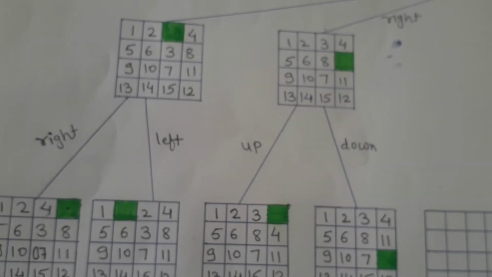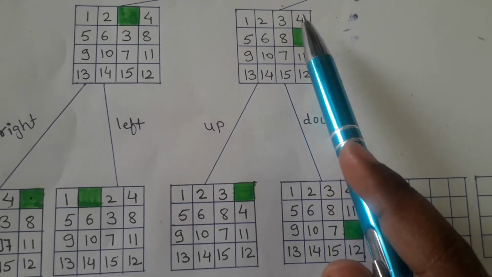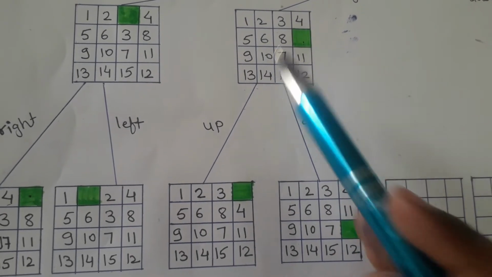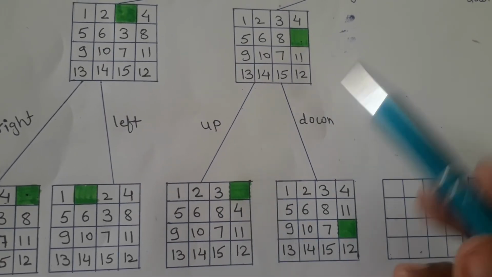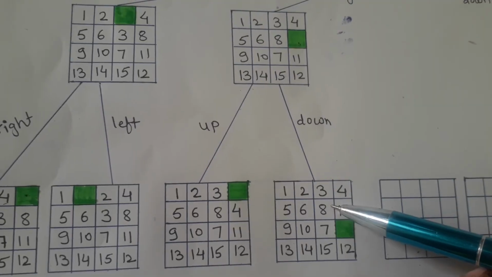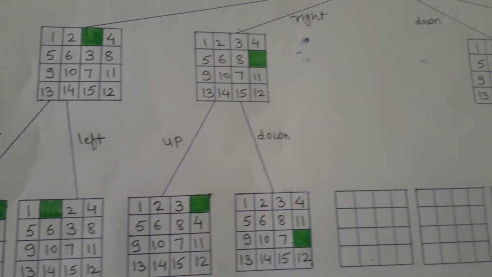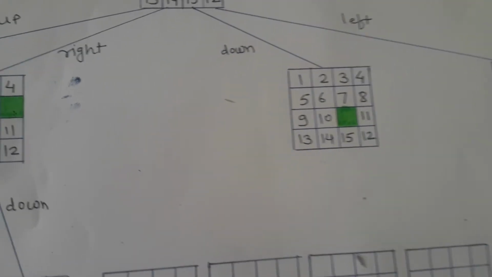Here we will get the output, these states. So when we move 4 to this empty space, empty slot, we will get this state, and when we move 11 to this empty slot, we will get this state. Now according to this we can move further.